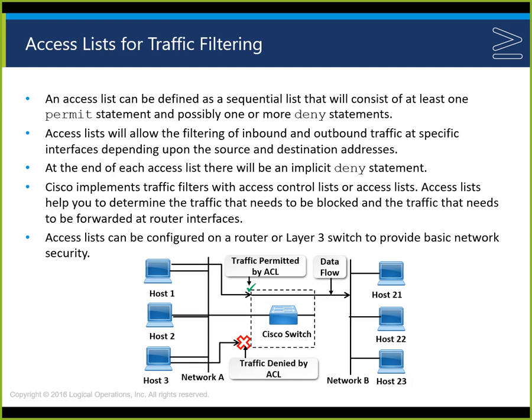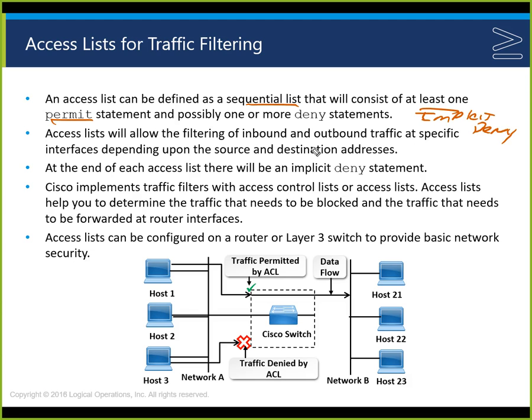So we're going to look at access control lists again for traffic filtering. Defined as a sequential list. We talked about that. In ICND1, we had standard lists that we did there, and then in ICND2 we do extended lists, but it's a what is it? A sequential list, with at least one permit statement, because we have the implicit deny.